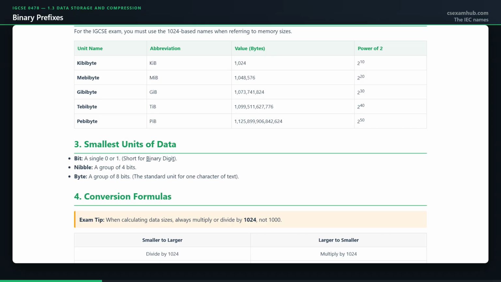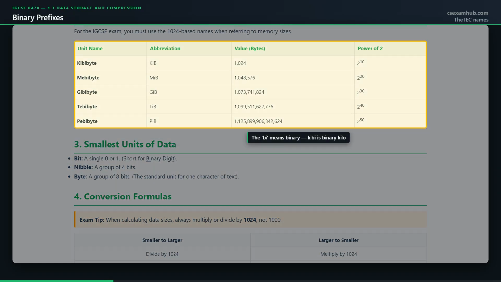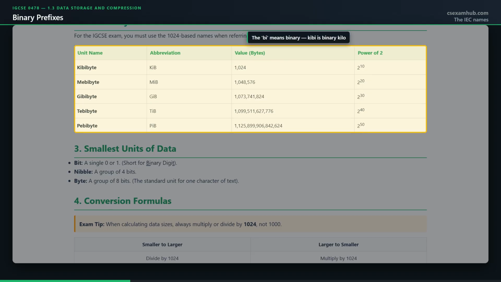Notice the pattern in the names. The bi in each one stands for binary. So kibi is binary kilo, mebi is binary mega. They are awkward words and almost nobody says them aloud, but the exam uses them and expects you to as well. And the smaller units below all of this: a bit is a single binary digit, a nibble is 4 bits, and a byte is 8 bits.